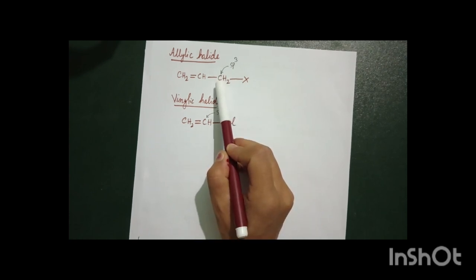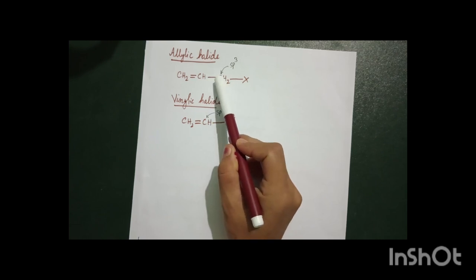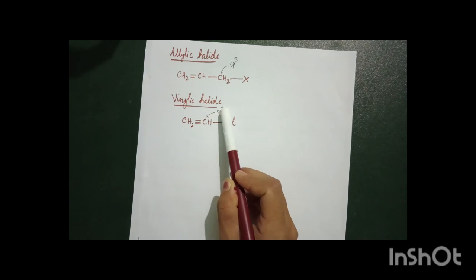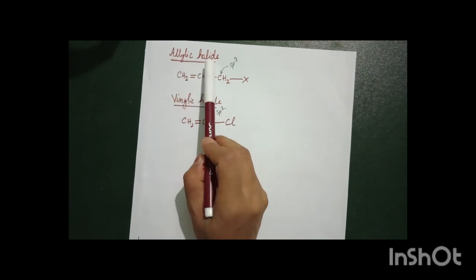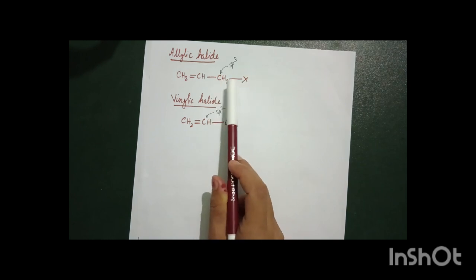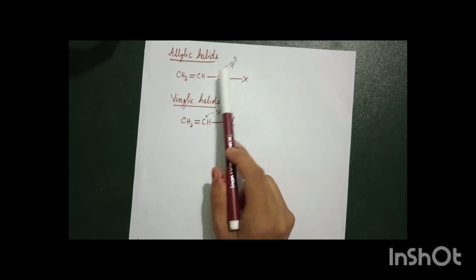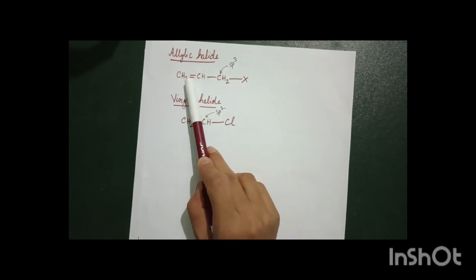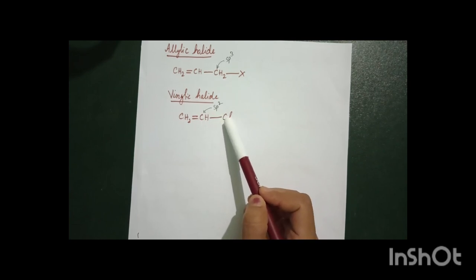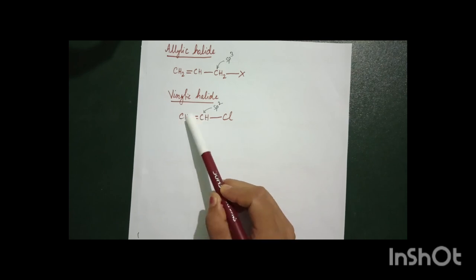In order to identify which one is sp2 or sp3, the carbon with single bonds is always sp3, and the carbon with double bonds is always sp2. So this is called your allylic halide and this is called your vinylic halide. This is called allylic halide because this halogen is attached to a single-bonded sp3 carbon, and allylic means 3 carbons with a double bond. Vinylic means the halogen is attached to a double-bonded carbon, and vinyl means only 2 double-bonded carbons.